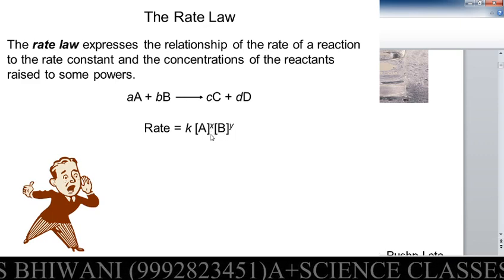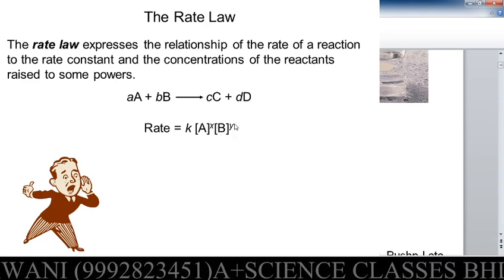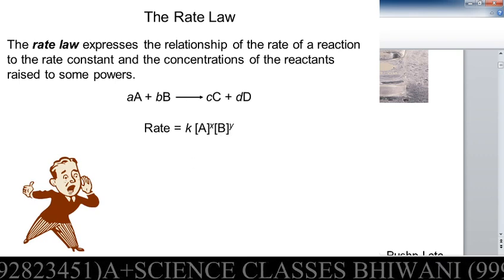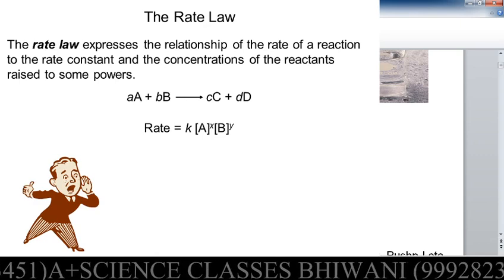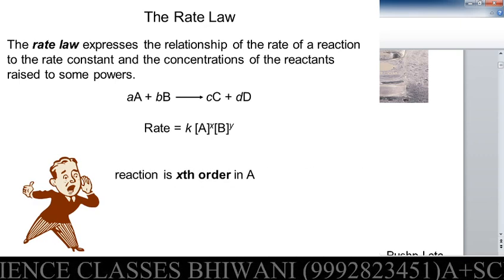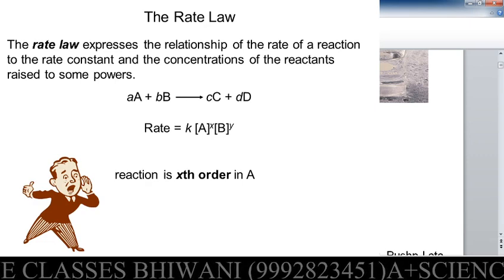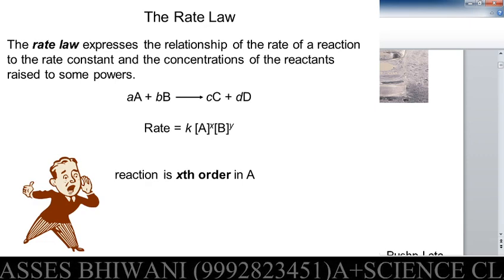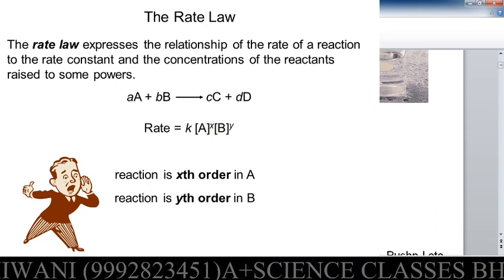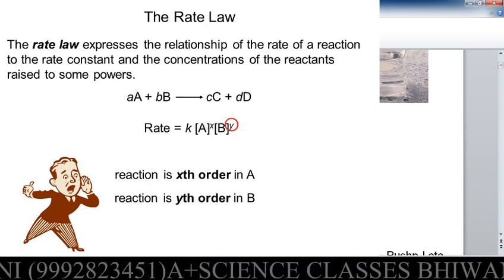So we have to measure out the values of x and y, whether these x and y are equal to a or b, or equal to 1 or 2. Clear? So the reaction is xth order in A and yth order in B.